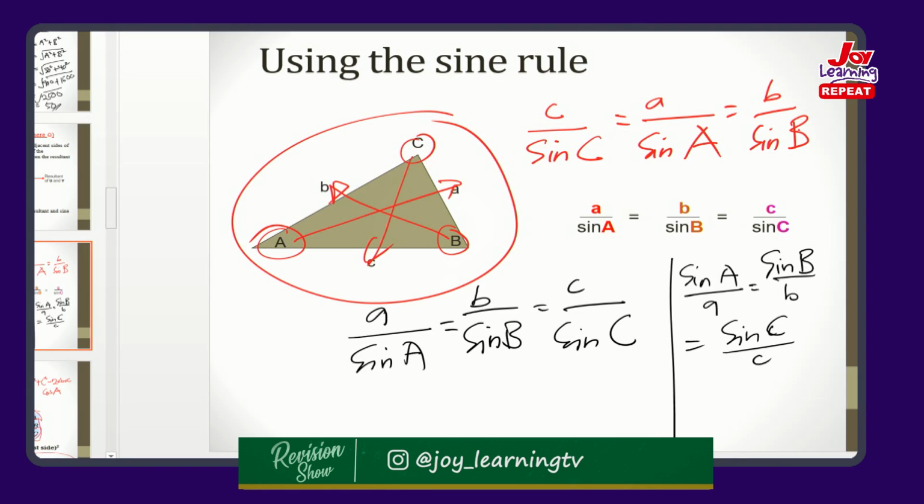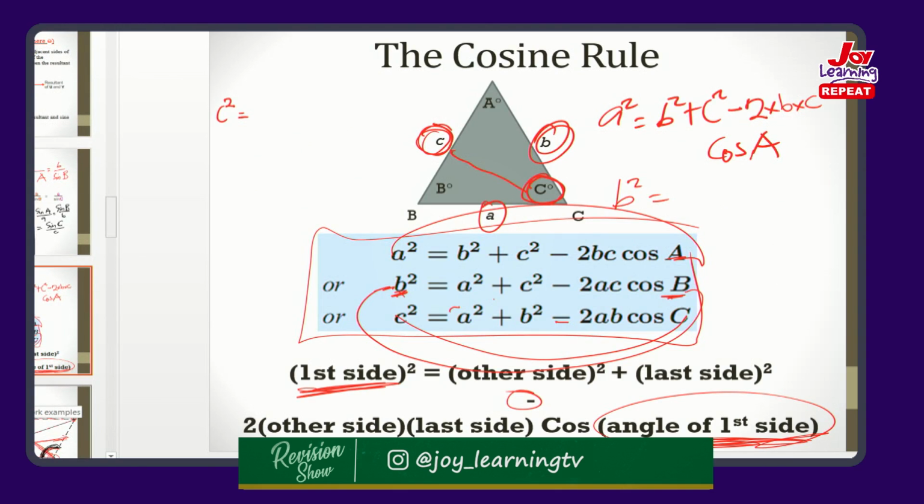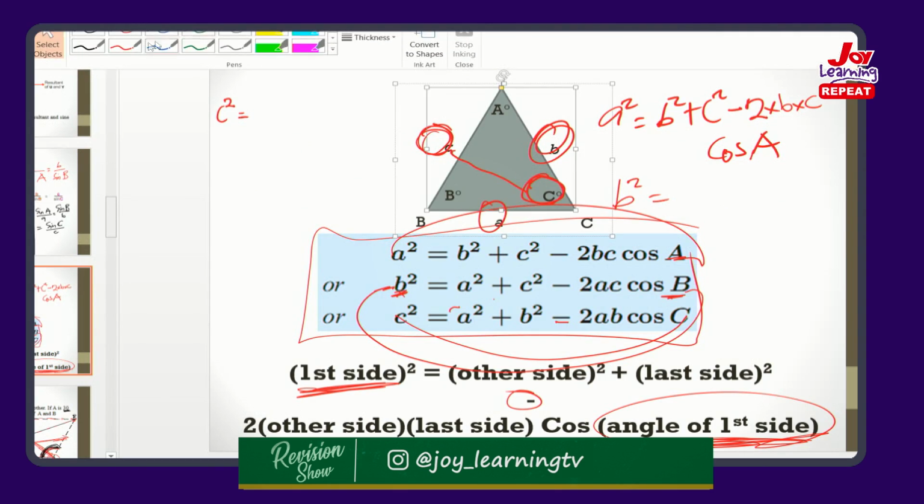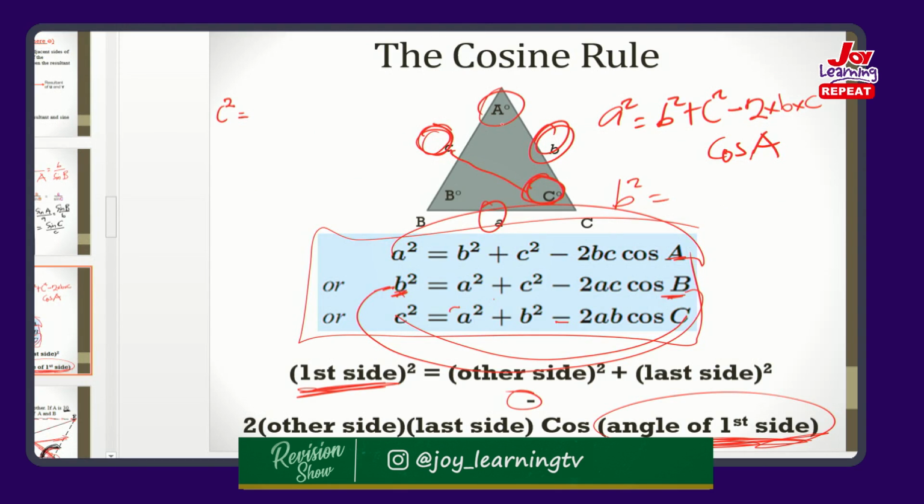Then when you come to the cosine rule, it also says that in the same scenario, the angle A here is opposite to the side A there. C is the same and B is also the same. So looking at one side, for example C squared, it gives you A squared plus B squared, that is the sum of the squares of the other two sides.